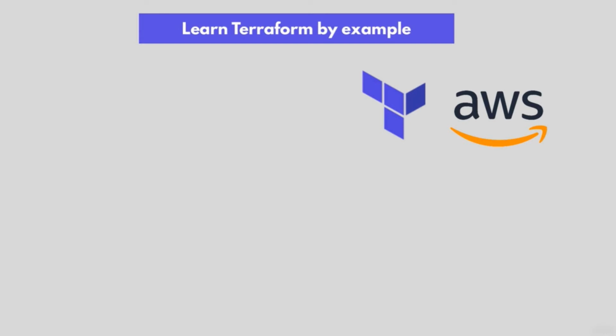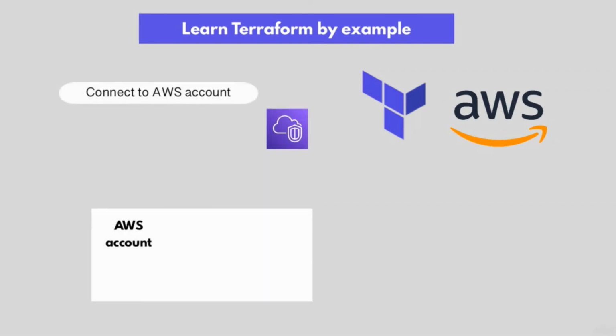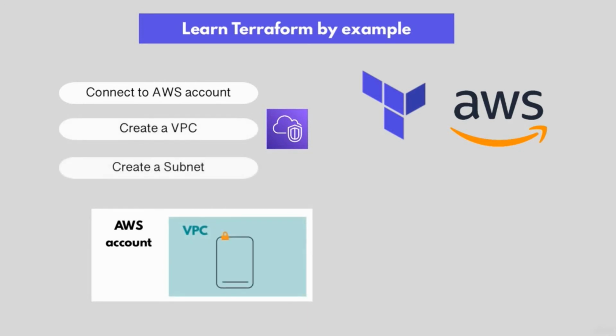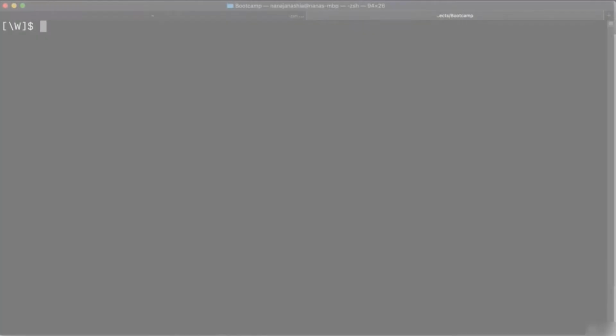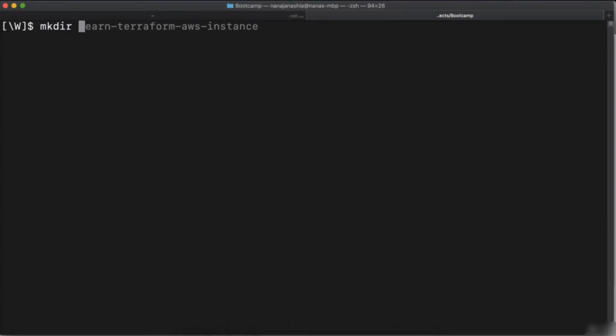Now, in this part, I'm going to show you how to write a Terraform file that connects to your AWS account. And we will create a VPC and subnet in our AWS account just to learn the basic concepts of Terraform and its syntax. So the first thing we need is we're going to create a project folder called terraform. So let's create a folder called terraform. And we're going to start creating files in that folder.